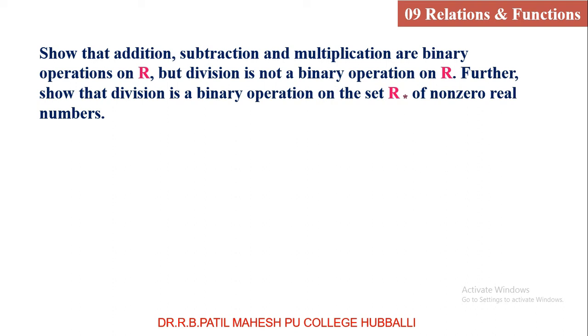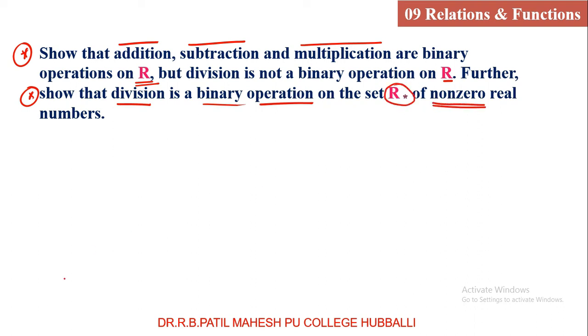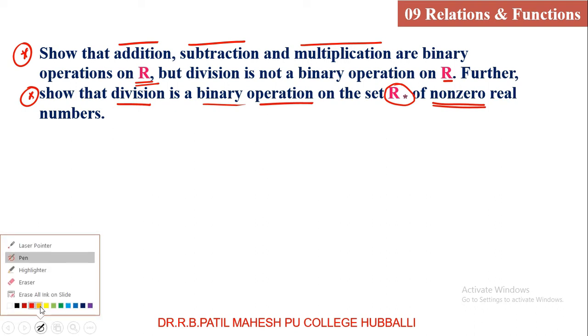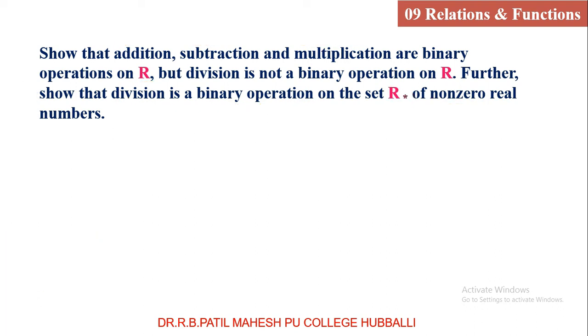The first question is showing that addition, subtraction, multiplication are binary operations on the set of real numbers, and division is not a binary operation on the set of real numbers. Further, another question: division is a binary operation on R star. What is this R star? It is the set of non-zero real numbers. So taking all this into consideration, let us have the solution.